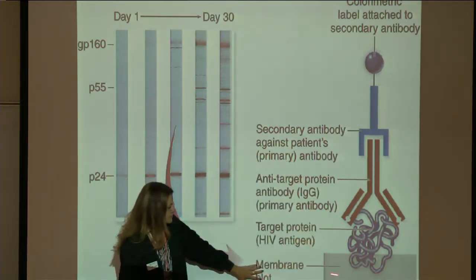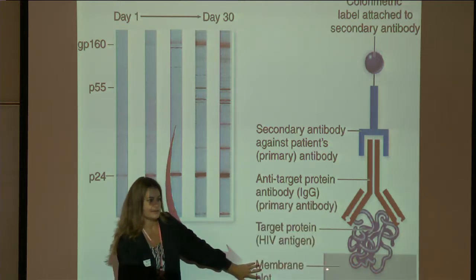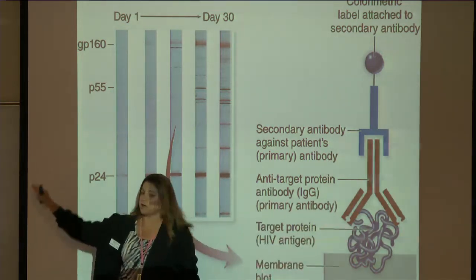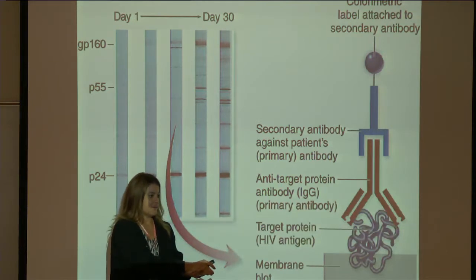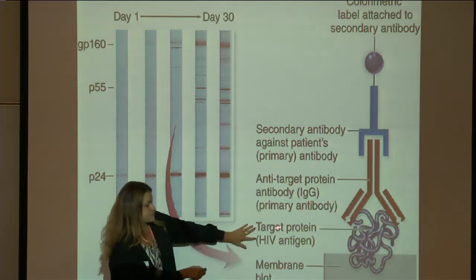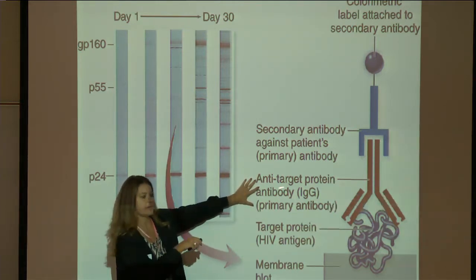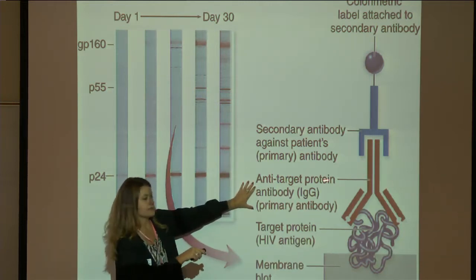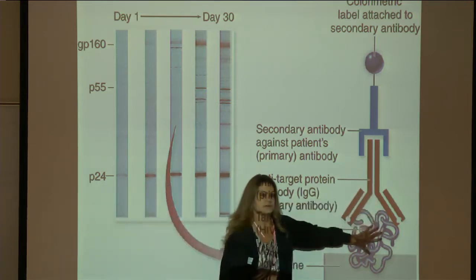Here's your filter paper, your blot. Remember, you blotted whatever was on that gel onto the filter paper. And again, the protein, the antigen, is blotted on that filter paper. Next up, you add the patient's serum. Maybe the HIV antibody is there, maybe it's not. In this picture, it's there. So it attached to the antigen.